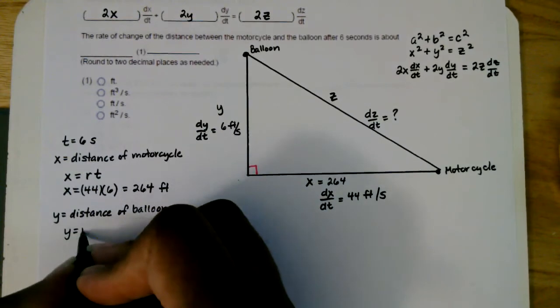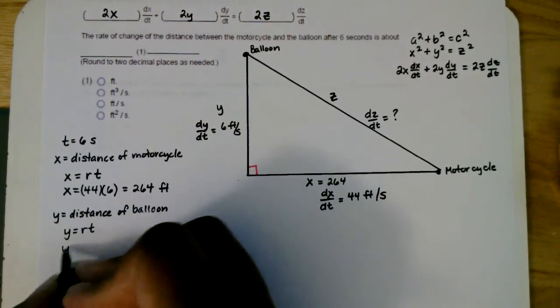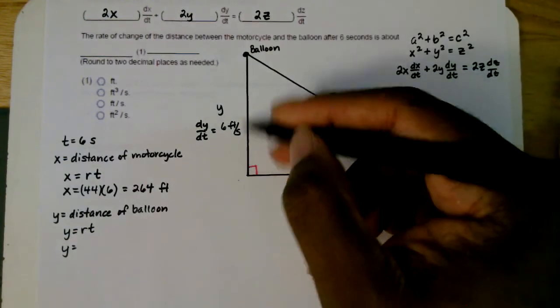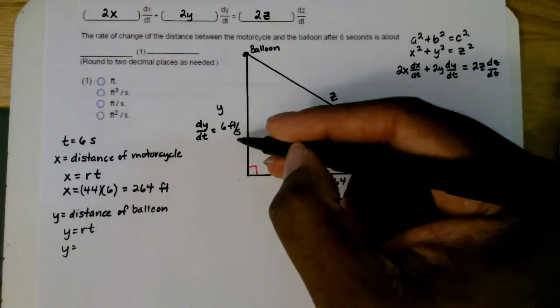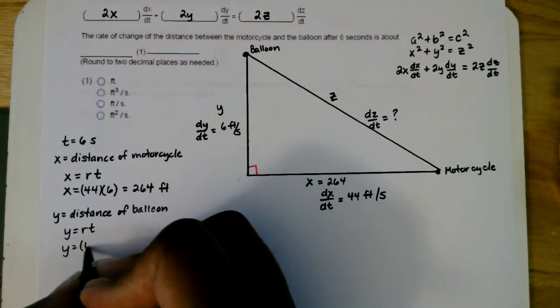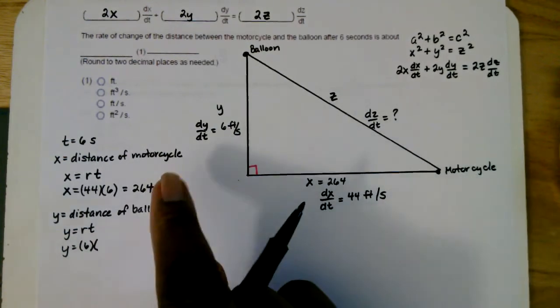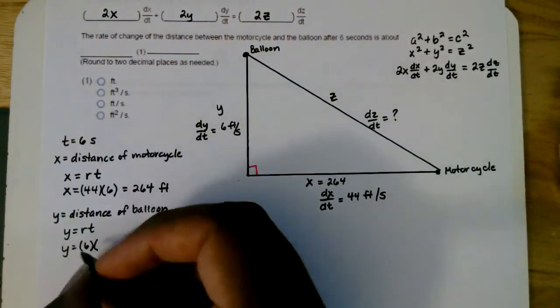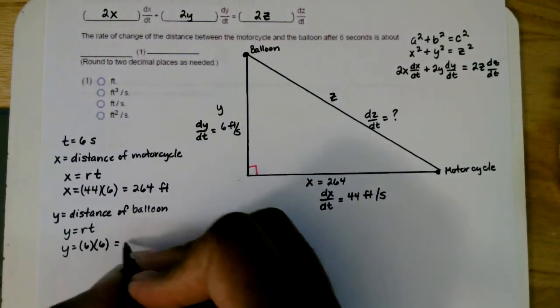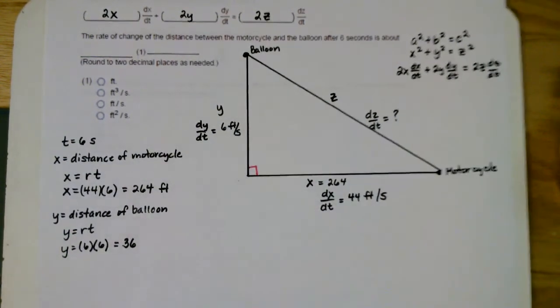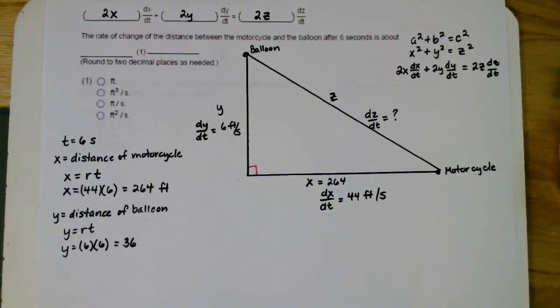So I'll say y is equal to rate times the time. Now here, the rate that the balloon is traveling is 6 feet per second. So that's going to be 6 times the time, which was 6 seconds. That would be 36. But that's not actually what y is going to be.